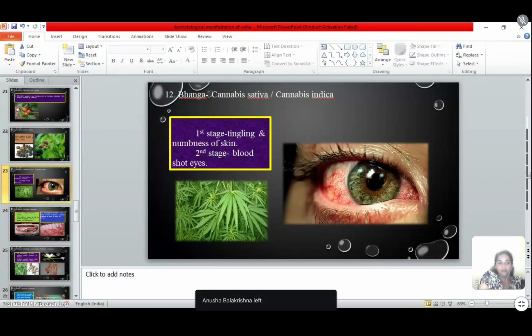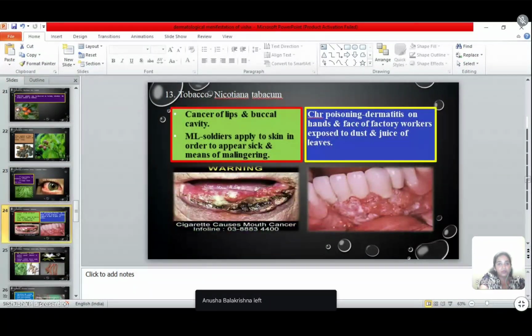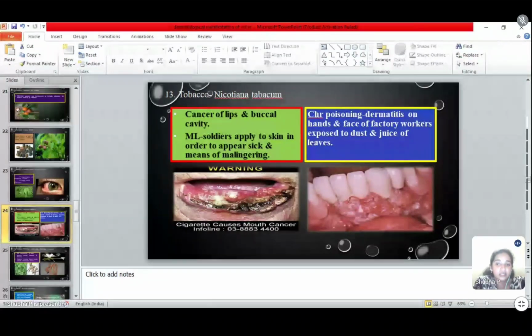Next, tobacco again. You might be very much aware of the tobacco presentations. In a chronic state, it's more cancerous. Oral cancers, cancer of the lip and buccal cavity, are very common. Now, tobacco is used by soldiers to apply over the skin to appear sick. For malingering and feigning, this particular drug is used. They soak the tobacco in water and apply the juice over.